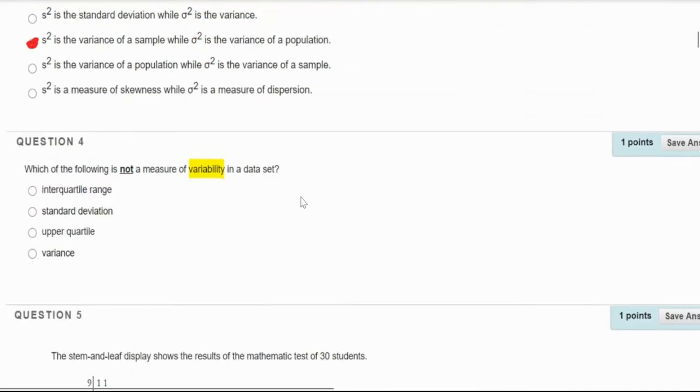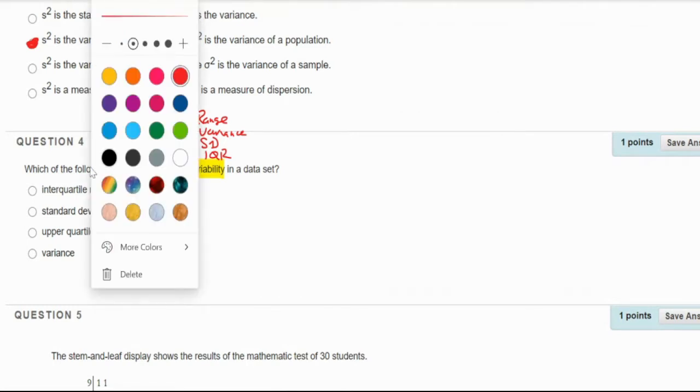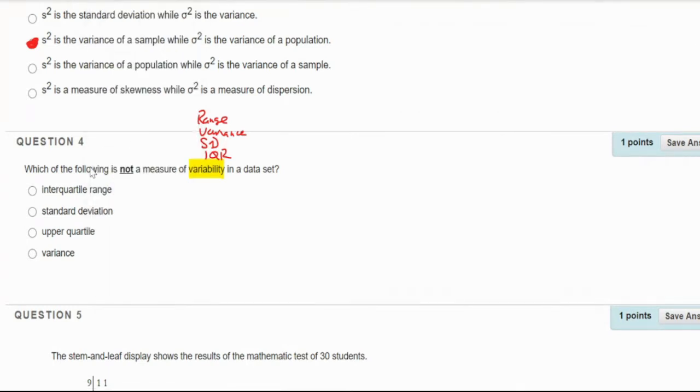Okay, so question 4, measures of variability. Remember we did 4 of them, right? We did the range, we did the variance, we did the standard deviation, and then we did the interquartile range. So anything that doesn't fall in each one of these. So here it says something that is not. So obviously it looks like we have to choose the upper quartile.